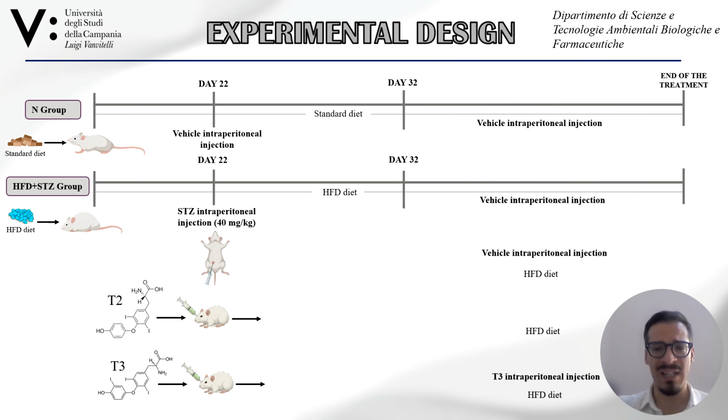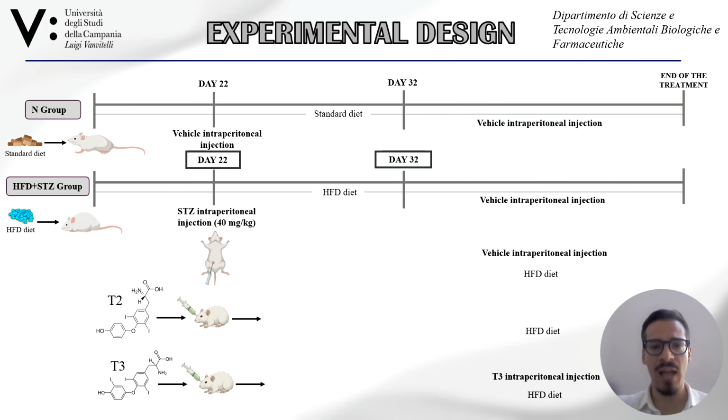The N group was fed a standard diet, and the HFD group was fed a high-fat diet. On the 22nd day, rats in the HFD group received an intraperitoneal injection of streptozotocin in order to induce partial beta cell damage. 10 days after the streptozotocin administration, fasting blood glucose levels were measured to confirm the diabetic condition. Animals showing glycemic values equal to or higher than 200 milligrams per deciliter were considered diabetic.